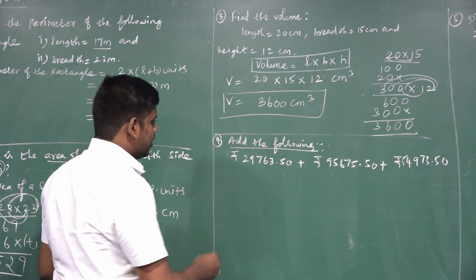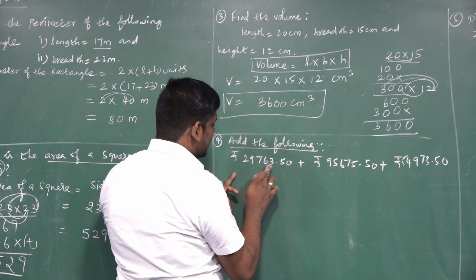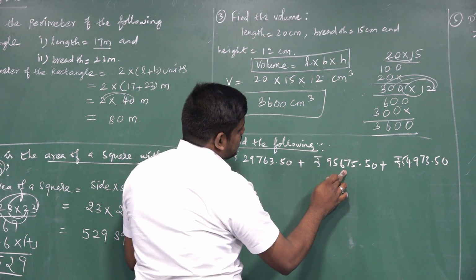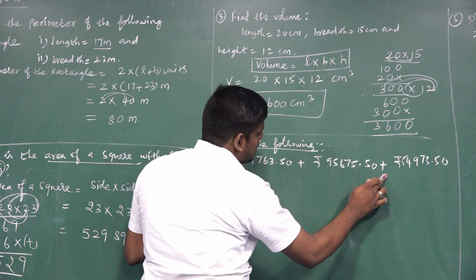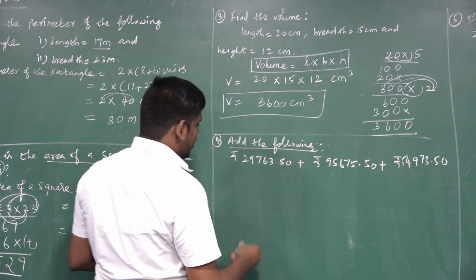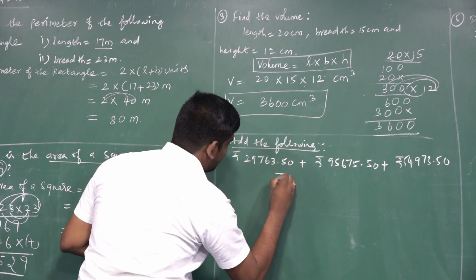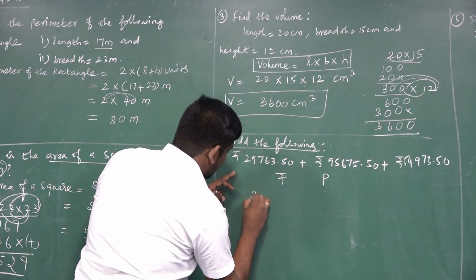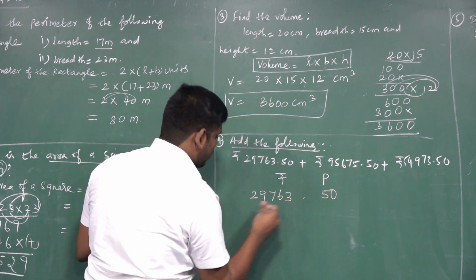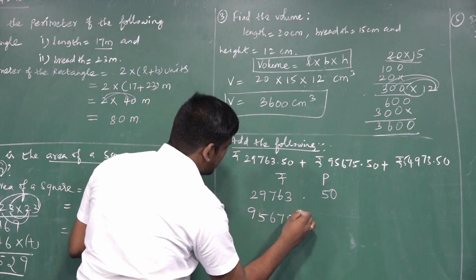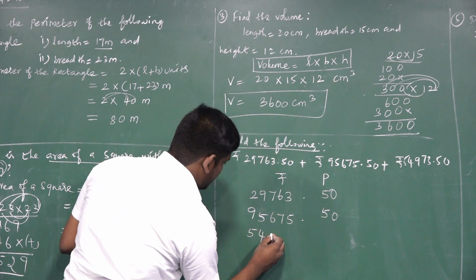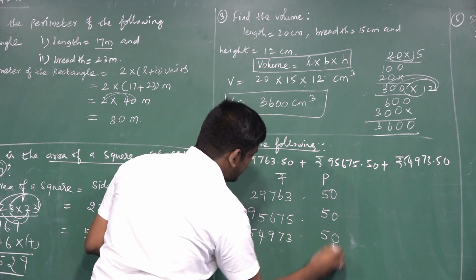Add the following. Rupees 29,763 and 50 paise plus rupees 95,675 and 50 paise plus rupees 54,973 and 50 paise. First we write rupees, point, we write paise. 29,763, the paise is 50. 95,675, the paise is 50. Next, 54,973, the paise is 50.